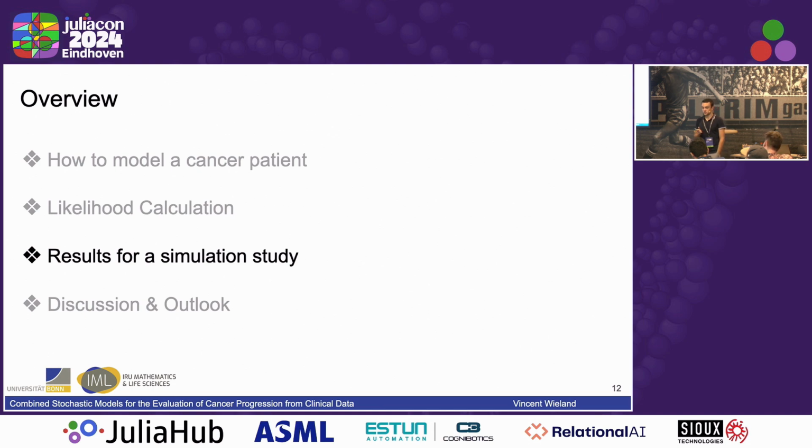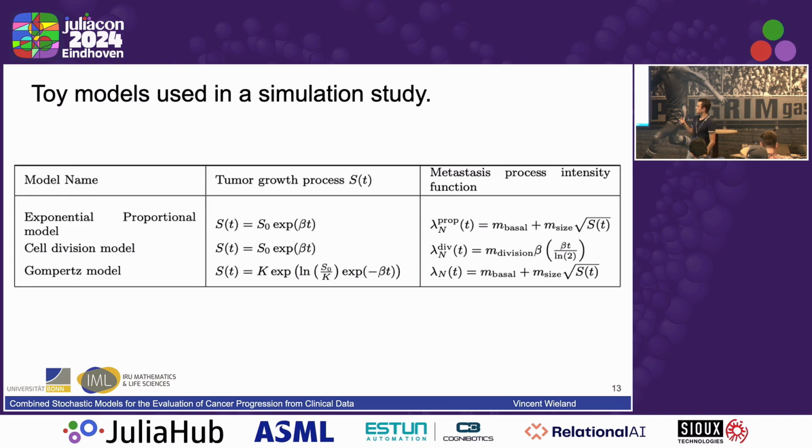I showed you some examples of processes we wanted to consider for the simulation study. So we took 3 models, precisely the exponential proportional model. We have the exponential tumor growth times our volume-based metastasis, the cell division model where we changed the metastasis spread now by this division-based, and there we already see for this exponential tumor growth, our number of cell divisions gets quite a nice formula, because it is just beta times time divided by logarithm of 2. And the last one is the Gompertz model, where we exchange the exponential tumor growth by the Gompertz growth with the volume-based metastasis intensity. And for all 3 models, we just took the same simple example for the death intensity.